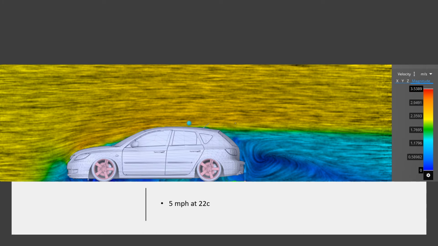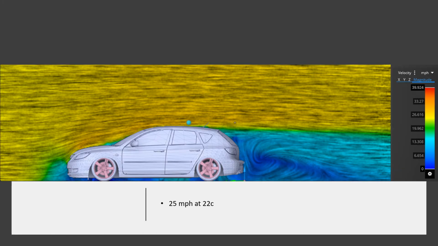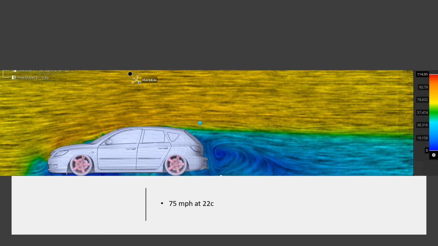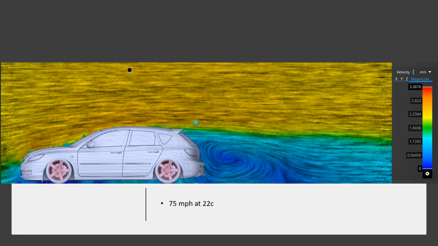Next, we have the vehicle with no spoiler and no rear bumper lip. Third, we have no spoiler and the inclusion of a bumper lip. And last, we have the spoiler and the bumper lip included.